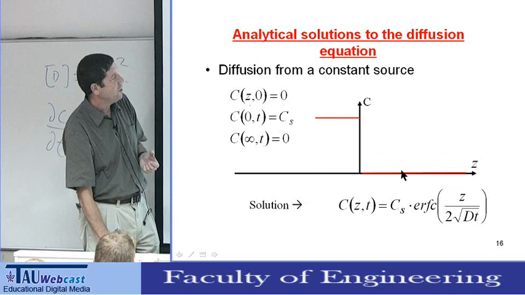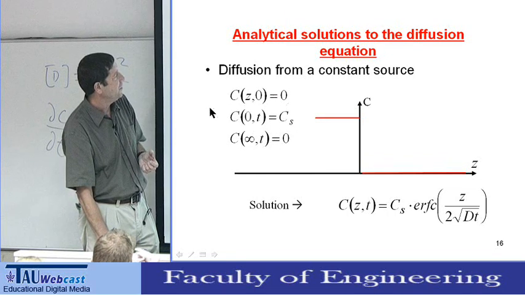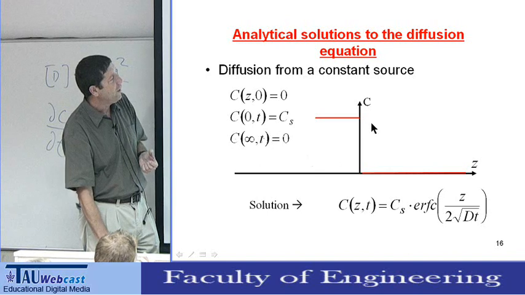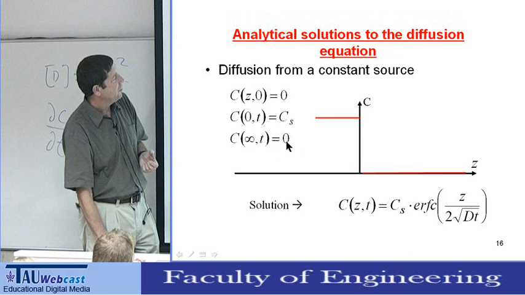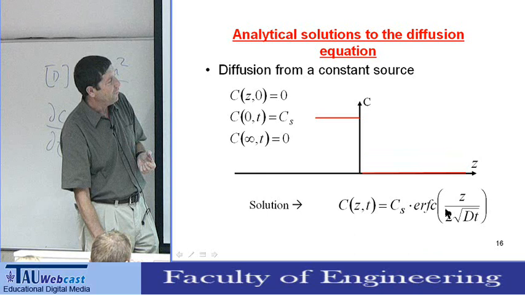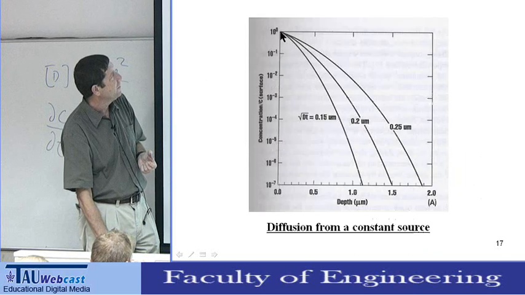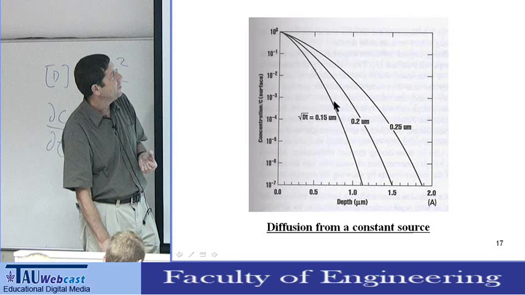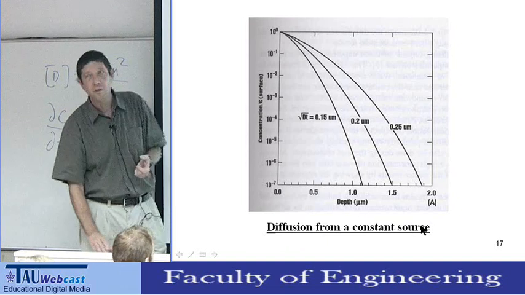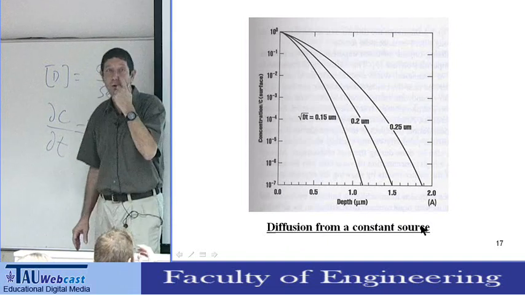The solution for the diffusion equation here is the boundary condition. Initially, concentration is 0, C(z,0) equals 0. Concentration at x equals 0 is constant, equal to Cs, and the function is decaying, which means if we go infinite distance, the solution will be 0. So the solution for this equation is the error function, which looks like this. This is 1, 0.1, 10 to the minus 2, 10 to the minus 3. And this is the diffusion from a constant source. This is the solution for the diffusion equation from a constant source.